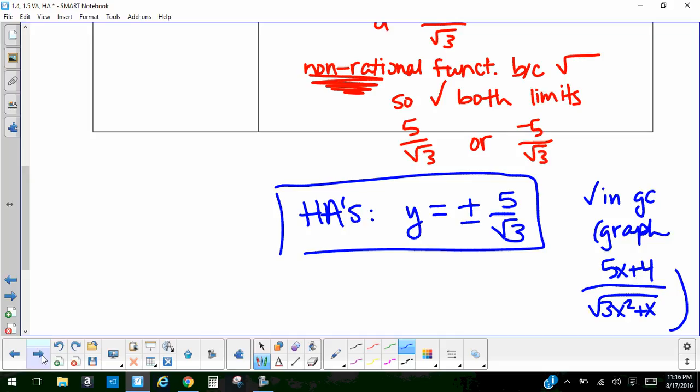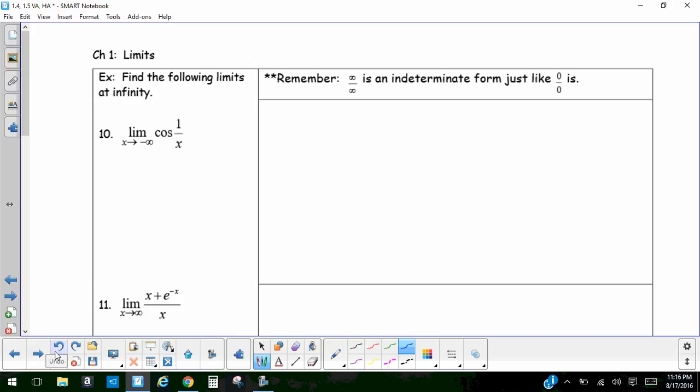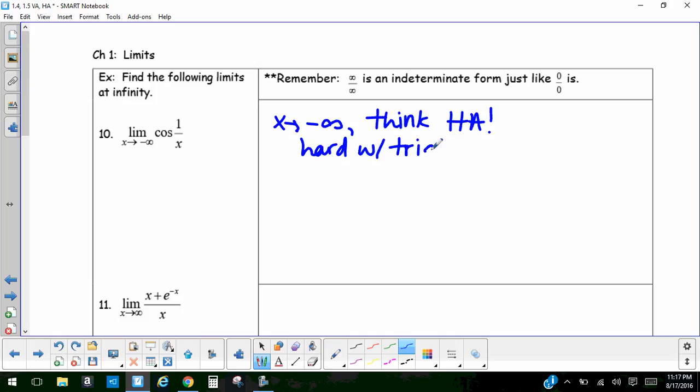Those are the basics for horizontal asymptotes, but this last page just gives us some examples of limits, and I need you to think through when you see x going to negative infinity, you immediately need to think, oh hey, that's an HA question. AP is not going to come out and say that. This is kind of hard, I think, with trig, with having the cosine.